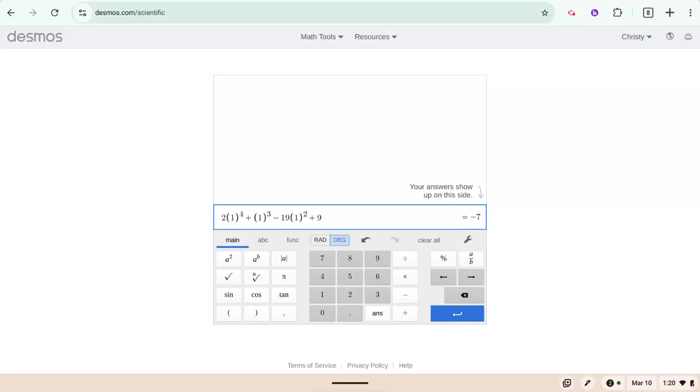So then I'm going to try -1. So I can just go back in here and alter this and change the 1s to -1s. Guess what? Negative 1 does not equal 0.